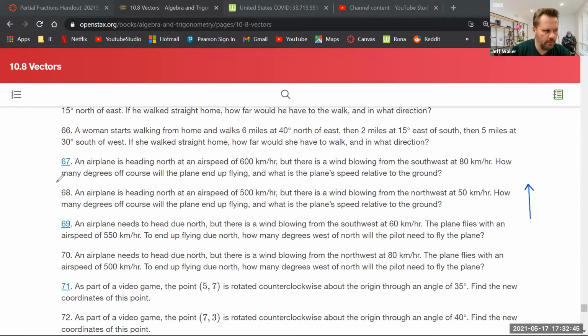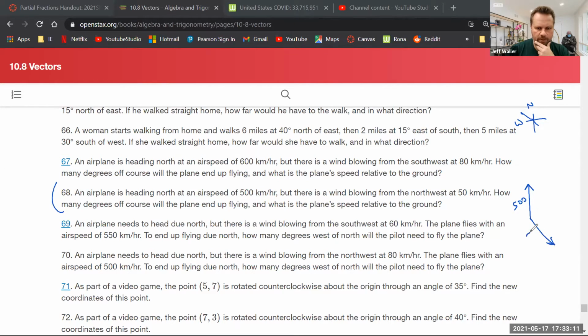All right, so we're looking at 68, for those of you who are playing along at home. We got a northward vector, 500 kilometers an hour. We got one coming from the northwest. Now, of course, northwest is there, but it's coming from the northwest, so I'm actually going to draw it like this.